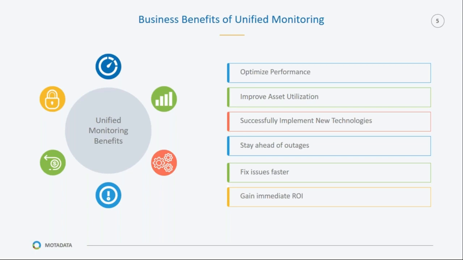So, the third most important point, that is successfully implementing new technology. A good network performance monitoring tool makes it easy to identify, troubleshoot, and resolve problems before they can actually affect your critical business processes. It facilitates timely planning of vital maintenance windows and bandwidth allocation for improved quality of service. So definitely with the help of a network monitoring tool, you can stay ahead of your outages.